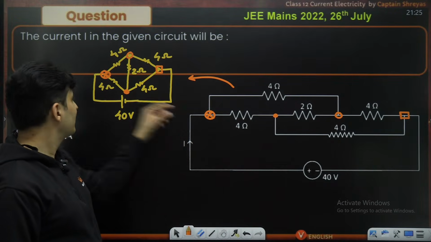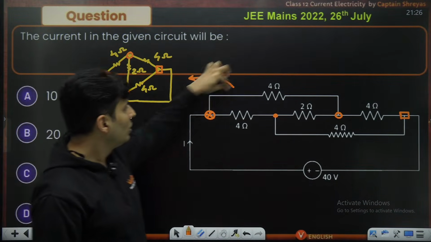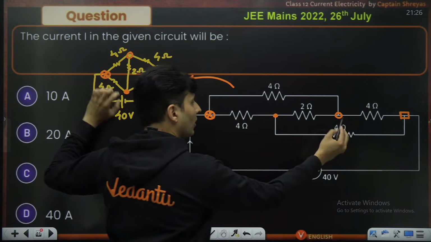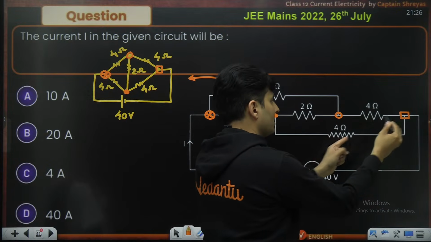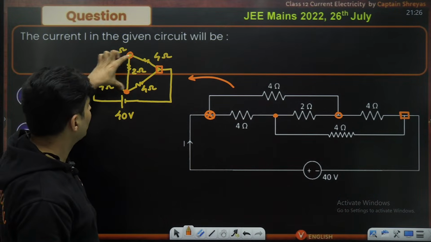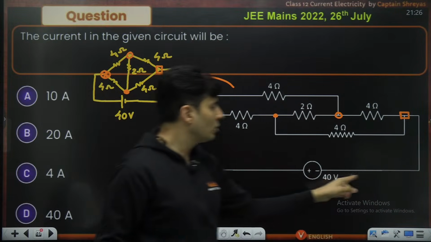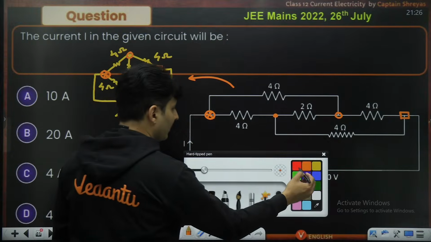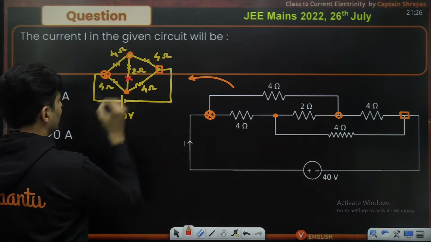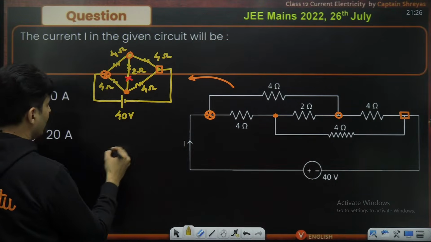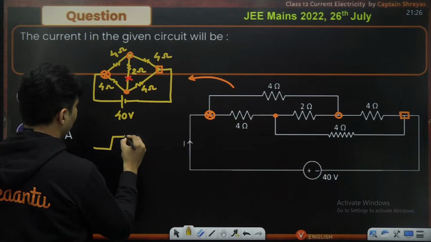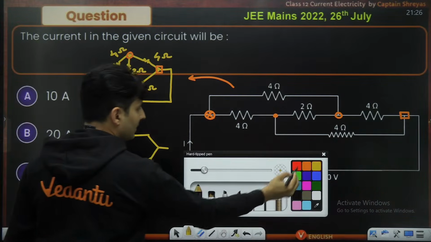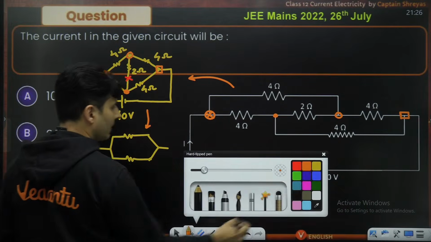The current is coming into this, splitting it into two 4 ohms. The 4 ohms are connected by 2 ohms. That 2 ohm is also connected by two 4 ohms at this point, which is connected to the negative terminal. Now it is basically a simple circuit where I can completely ignore this. And once I ignore this, that's it, guys. On the top, here you have one resistance, here you have one resistance. I have just converted this into a simpler circuit.